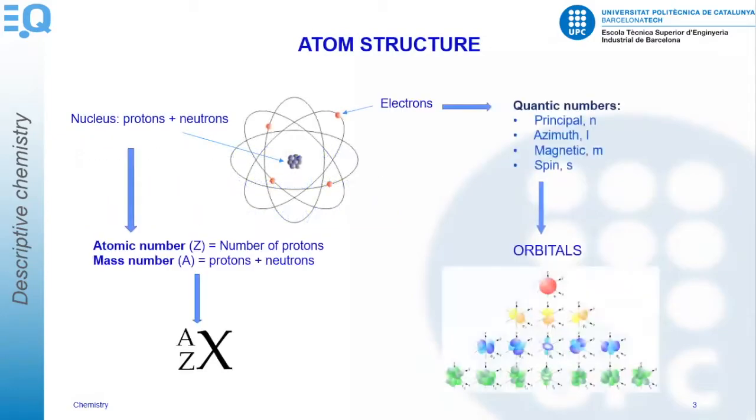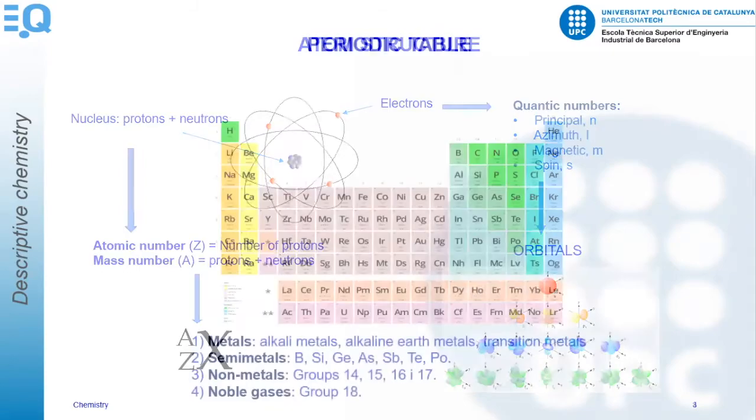If we have a look at the structure of an atom, we can see that in its nucleus we can find the protons and neutrons, whereas on the orbitals we can find the quantic numbers. The quantic numbers can describe an electron in an atom completely through the principal quantum number, the azimuthal quantum number, the magnetic quantum number, and lastly the spin quantum number.